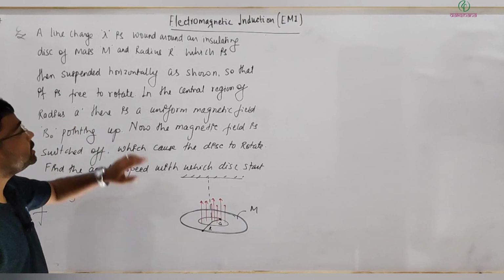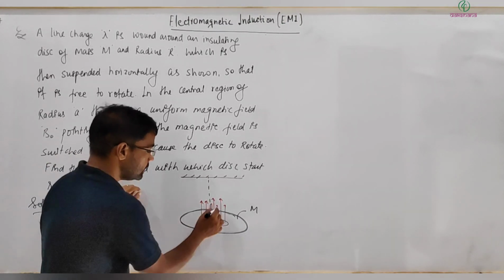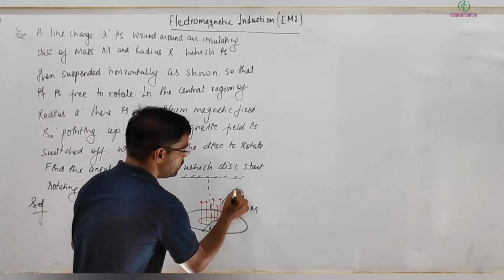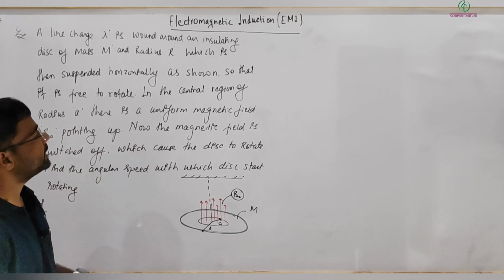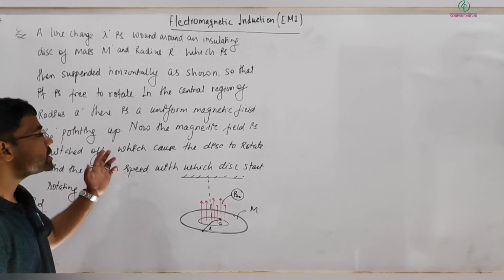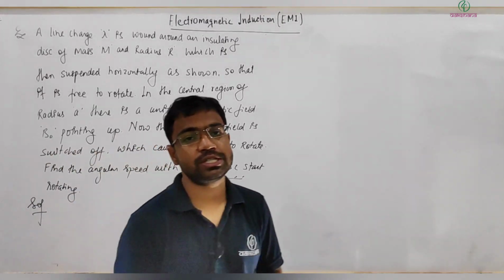The region is smaller. There is a uniform magnetic field B naught pointing upward. So this is a uniform magnetic field B naught present only in this smaller region. Remember that. Now the magnetic field is switched off, which causes the disc to rotate. Find the angular speed with which the disc will start rotating.